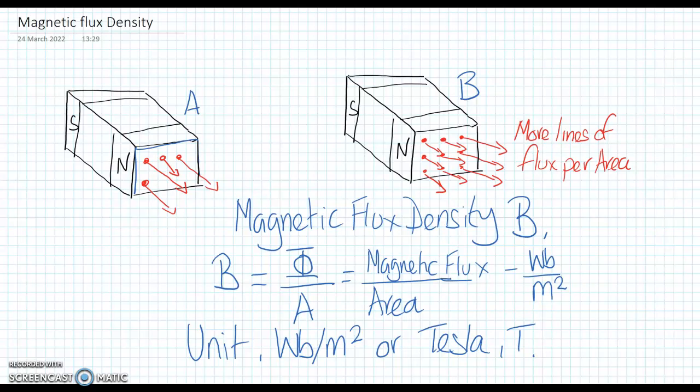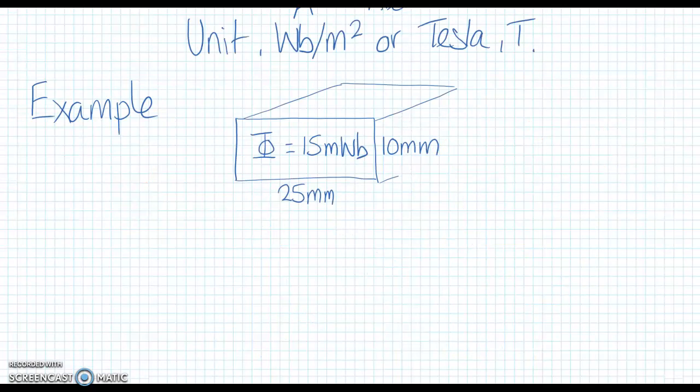Likewise, magnetic flux is also used in electric motors to provide a force, and we'll look at that in the next lesson. So let's look at an example. If we look at this example here, we've got a magnet that's got a cross-section area of 25 millimeters length by a height of 10 millimeters. So we're going to need to work out the area. The flux of the magnet is 15 milliweber.